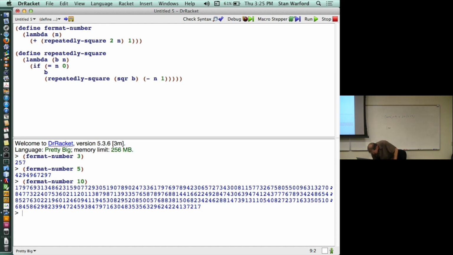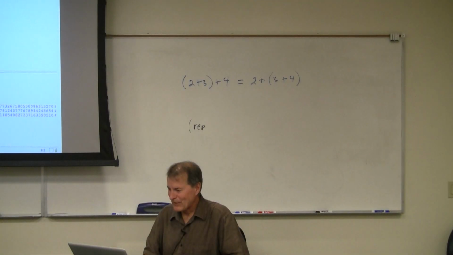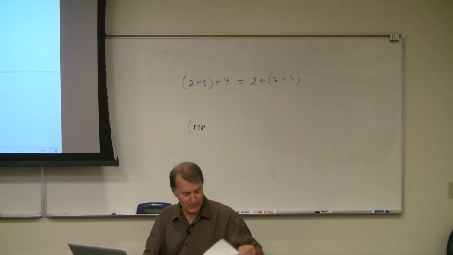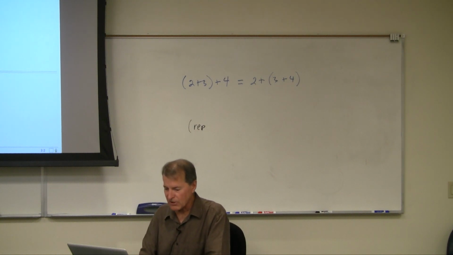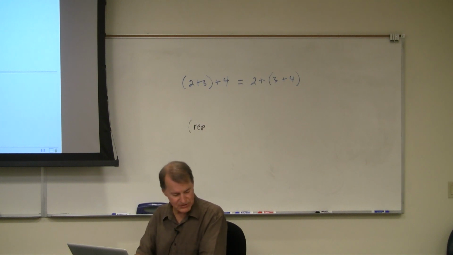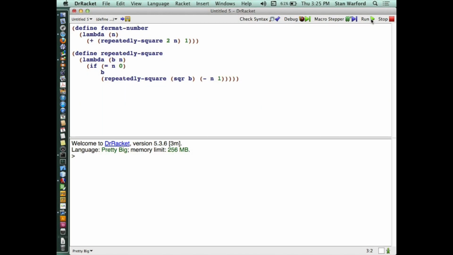Okay, so in preparation for our next topic, those are Fermat numbers. The next thing we're going to look at is perfect numbers. In order to see how perfect numbers work, let's review a function called remainder.